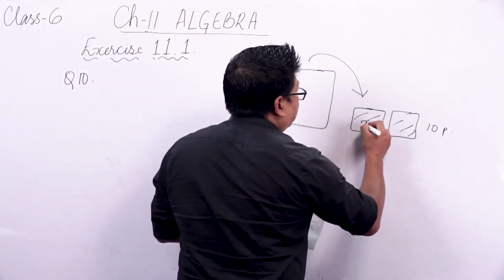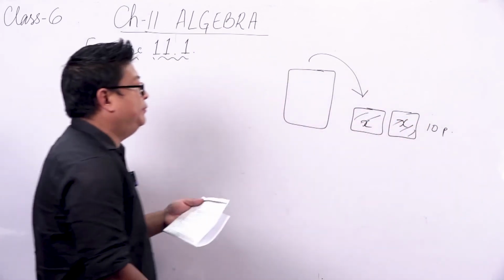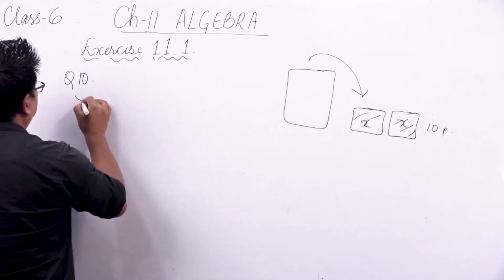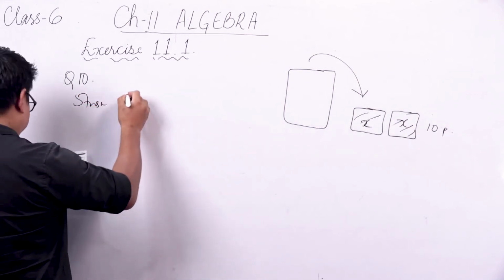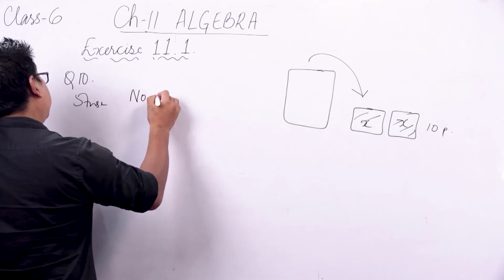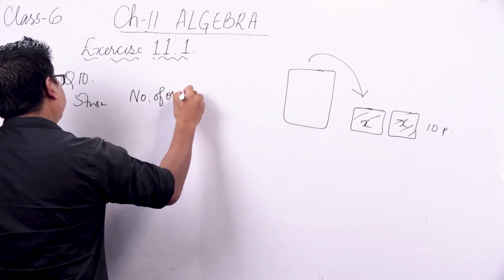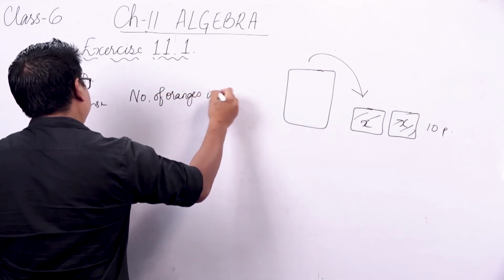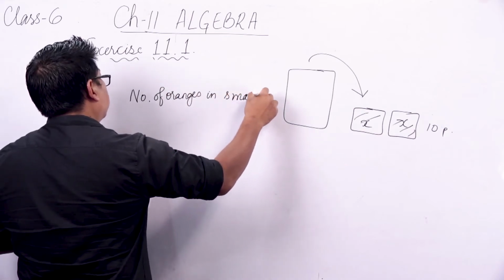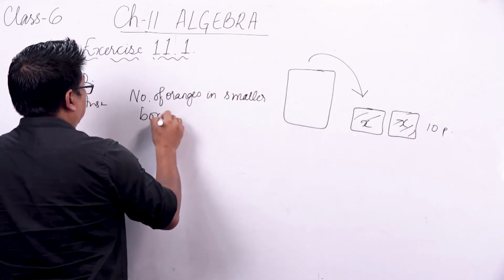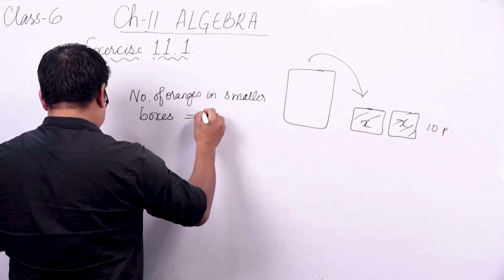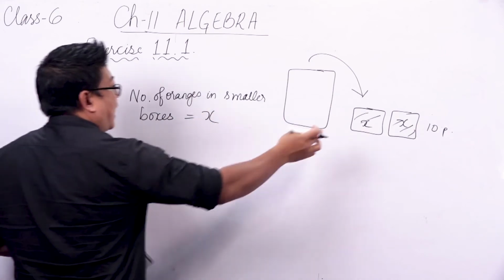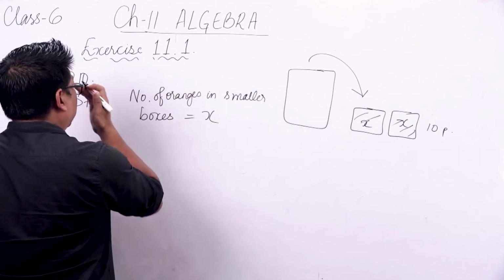So the number of oranges here is X, X, okay? So let's write. They have already given us a hint. Number of oranges in smaller boxes is equal to how much? We will take it as X. It's already given in the question.